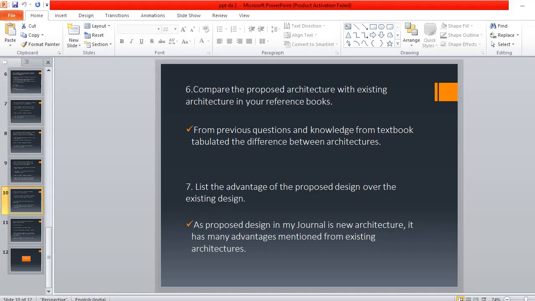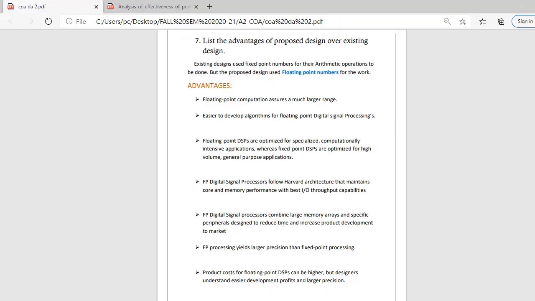Coming to the seventh question, given that to list the advantages of the proposed design over the existing design. Compared to the existing design, my proposed design has many advantages, as mentioned in my journal paper, in terms of less power consumption, also area, and many more. Coming back to my DA, this is how I answered my seventh question: advantages of my proposed design over the existing design.